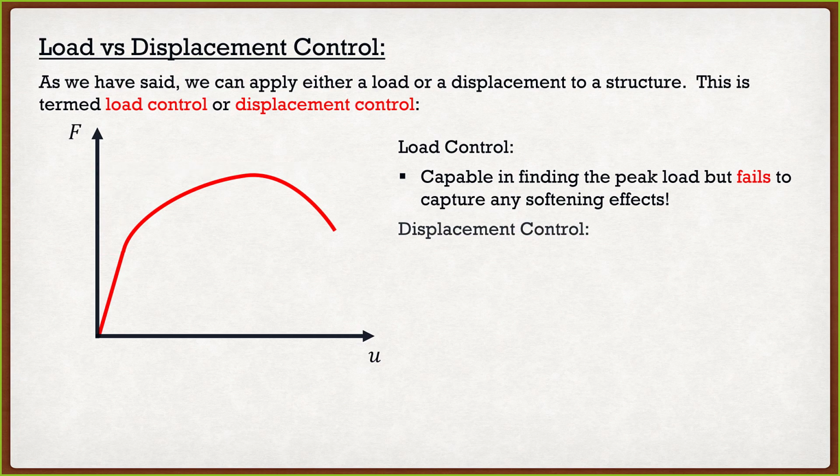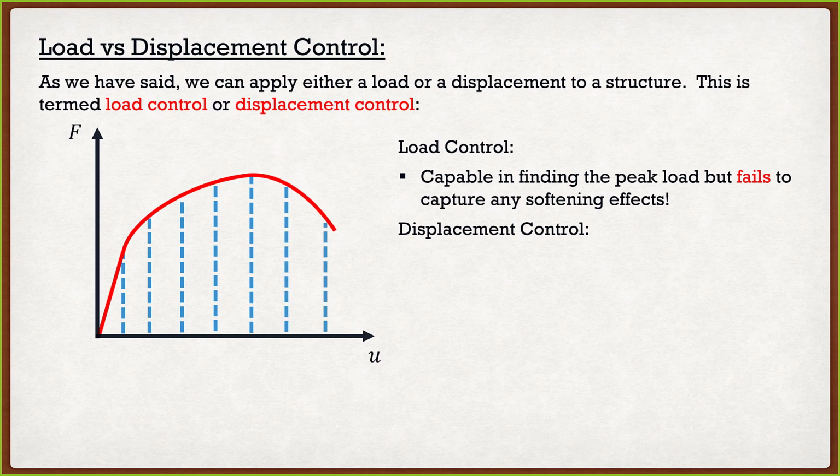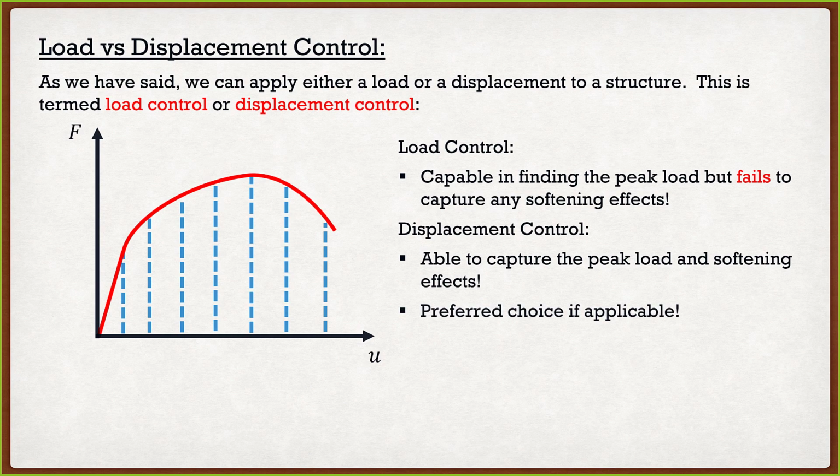Now, if we were to go to displacement control, now instead of going up with force, we are going across with displacement. We say, all right, there's increment 1, 2, 3, 4, 5. So just like load control, we're still able to capture that peak load. But then we're able to go, 6, that's good to go, 7, and we can go on and on and on. So for displacement control, we're able to capture the peak load as well as the softening behavior. So this actually makes it a preferred choice if applicable.